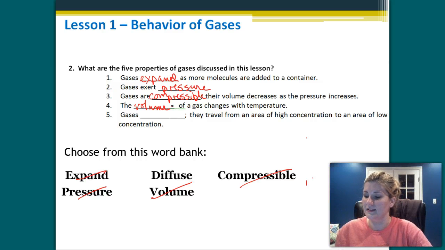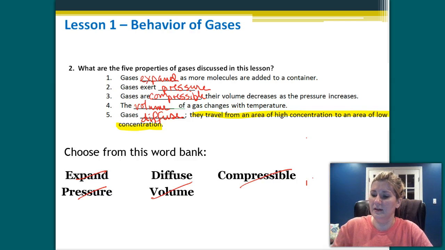Number 5 says gases diffuse. And again, for those of you who are not in my honor section, we didn't talk a great deal about this, but it's important that we know what it means. Diffusion means that they travel from an area of high concentration to an area of low concentration. That's definitely a vocabulary word you need to be familiar with. And for those of you in my honor section, of course, you know we spent a whole day on it, an entire lesson, and so you want to know the specifics about that going forward.